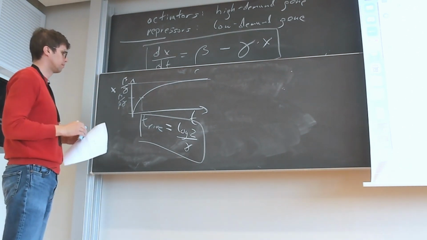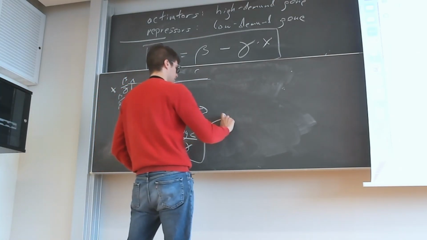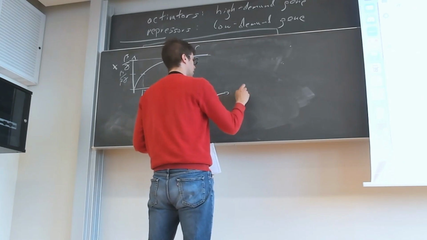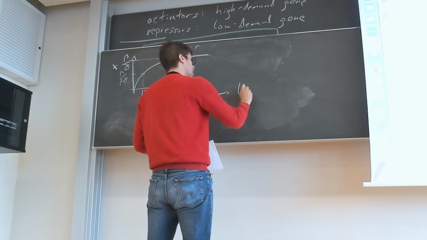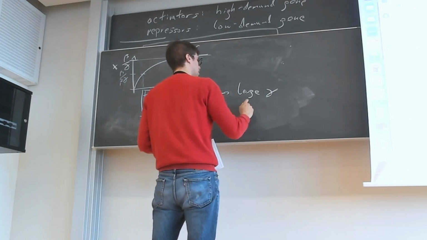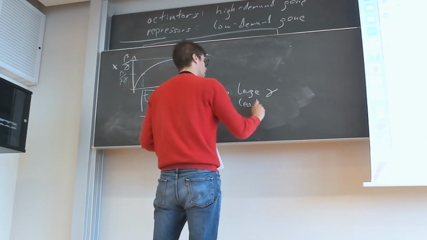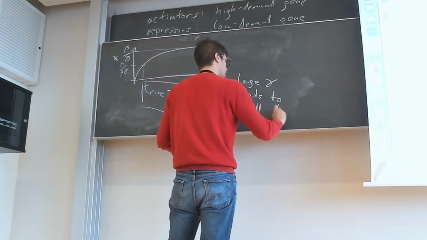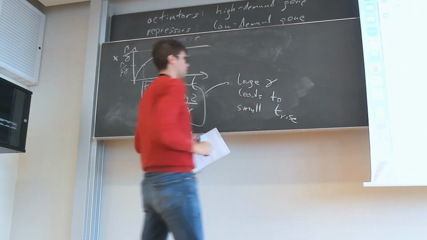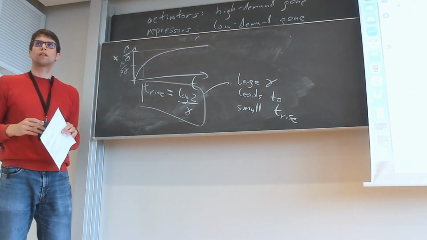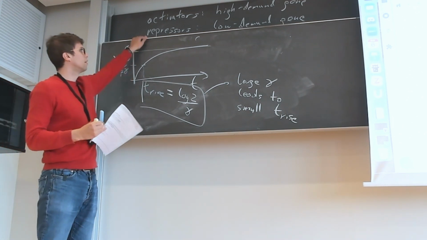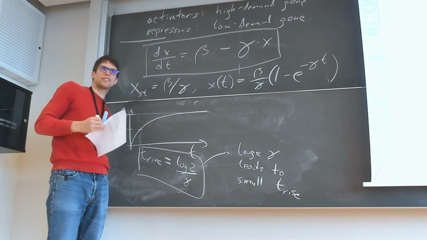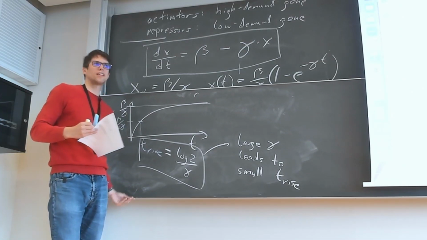And this is maybe at first counterintuitive, but this seems to imply that a larger gamma leads to a smaller rise time. Gamma is the degradation rate of our protein. So we're destroying things, but we're making things faster. Does this make any sense? Let's take a look.